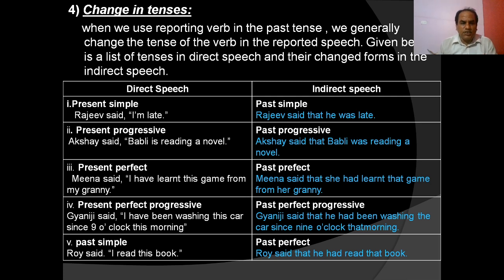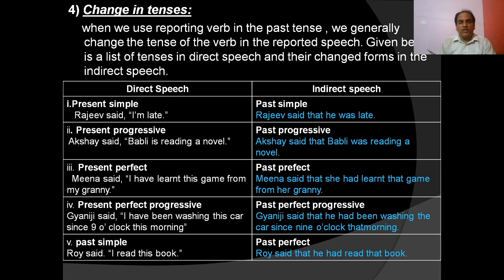Direct speech present simple. Take the example: Rajiv said, "I'm late." It is changed from present simple to past simple in indirect speech: Rajiv said that he was late. In direct speech, present progressive turns into past progressive in indirect speech. Example: Akshay said, "Bubbly is reading a novel." Akshay said that Bubbly was reading a novel.